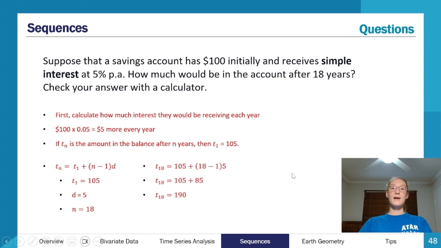Which gives us our final amount of $190, which again, you can double check using calculator recursion. So I'd encourage you to try that on your calculator now to make sure you've got the hang of that. So therefore, after 18 years, there'd be $190 in the account.